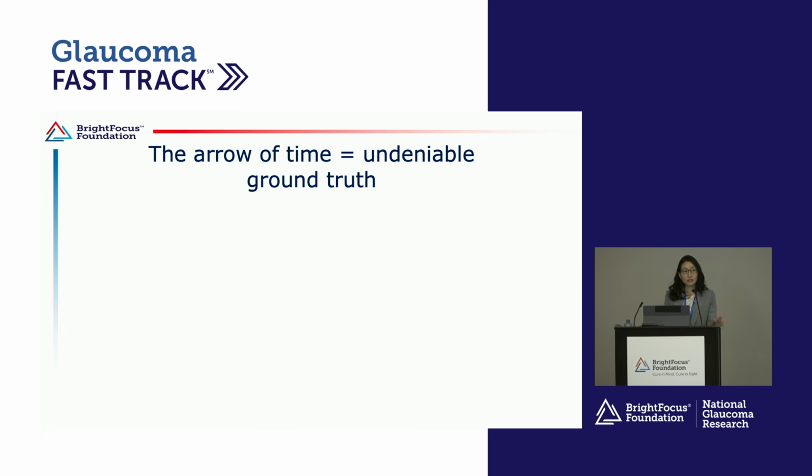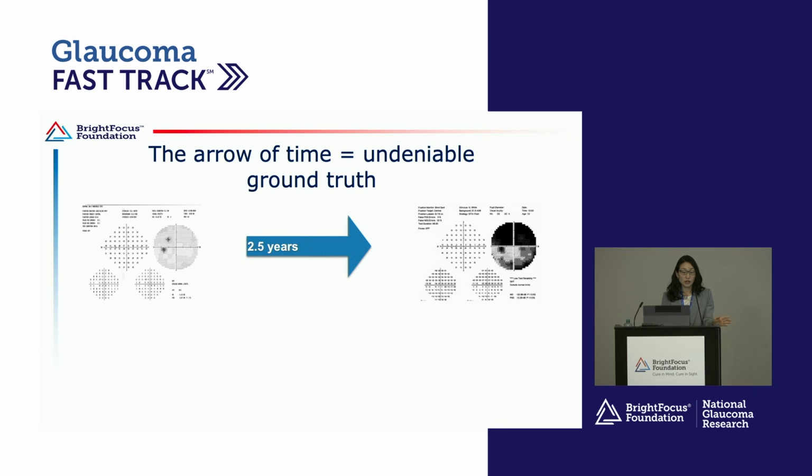And instead of us trying to say, oh, Dr. Lee, can you say whether the progression happened or not, and then argue the definition, we decided that actually the arrow of time is an undeniable ground truth. You can't compare 2 visual fields that are 2 years apart and ask which one is the earlier one. Obviously, the later one is the progressed one, right? So we trained our model such that this is our input, and 2.5 years later, this is our output. So essentially, we are doing input and output with deep learning, and that was our basic model.